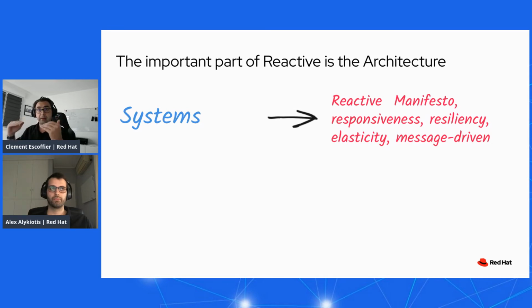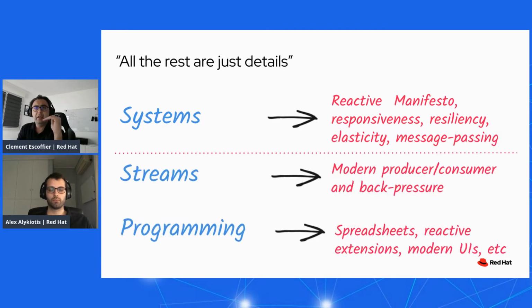So let's be clear. The important part is reactive systems. Reactive systems is an architectural style to build better distributed systems. It's been defined by the Reactive Manifesto, and it's a model for building distributed systems focusing on responsiveness, resiliency, and elasticity, and using a message-driven approach to interact between your components. Everything else, it's just details.